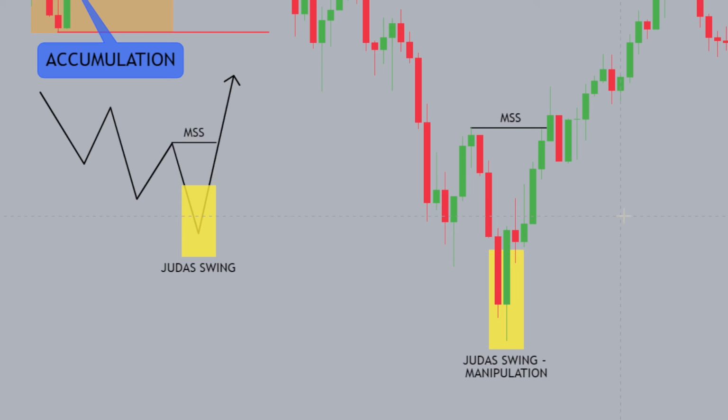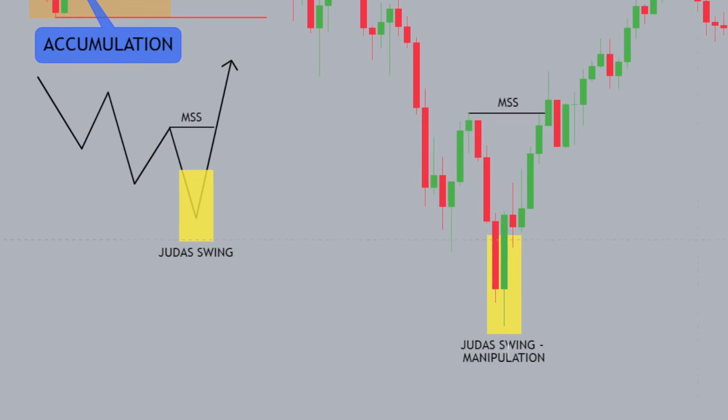It's not a sweep of liquidity. It's not a breaker structure. How do you actually find out? Now, from a probabilistic standpoint, not all of your Judas swings are going to be correct. That's something you need to understand. But from a technical perspective, what makes a Judas swing high probability is a few things.